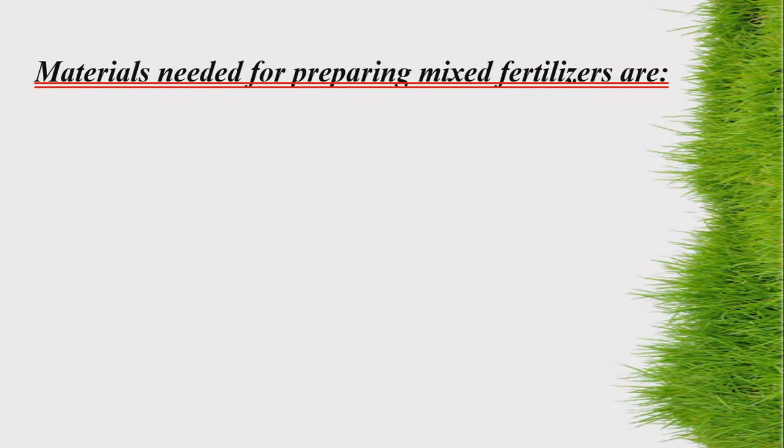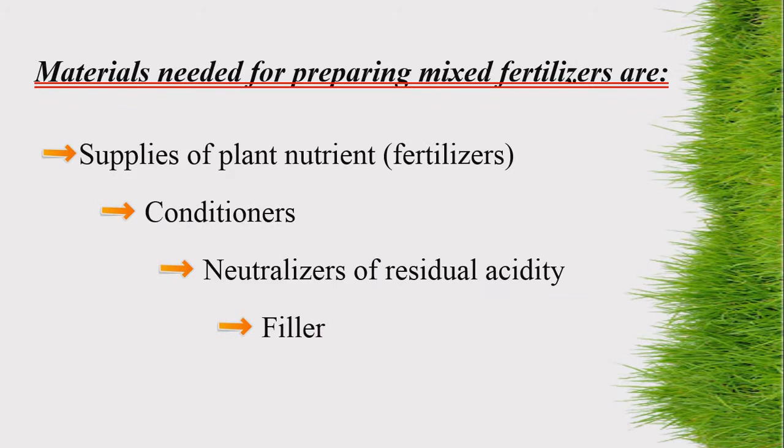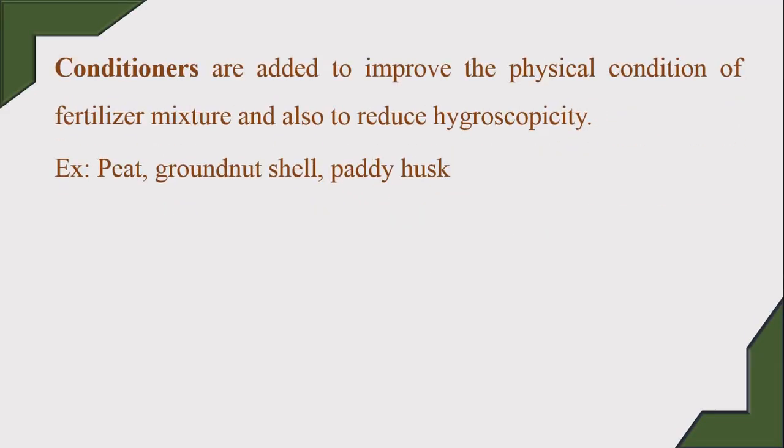For preparing any mixed fertilizer, you need some basic ingredients. They are fertilizers, conditioners, neutralizers, and filler material. Fertilizers, you all know, can supply one or two major plant nutrients. Conditioners are usually added to improve the physical condition of the fertilizer mixture. For example, if a fertilizer like urea is used, which is hygroscopic in nature, in order to reduce the hygroscopicity, you should add conditioners like peat, groundnut shell, or paddy husk.